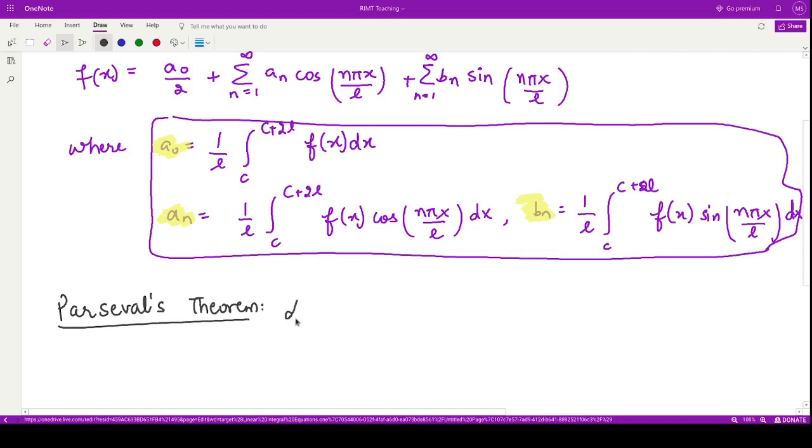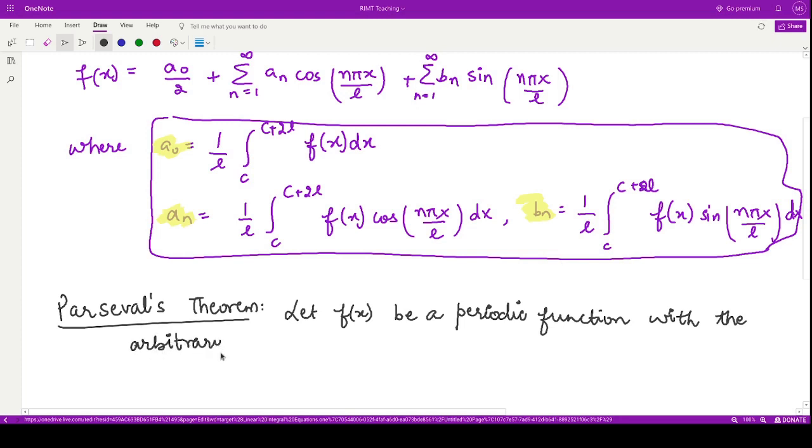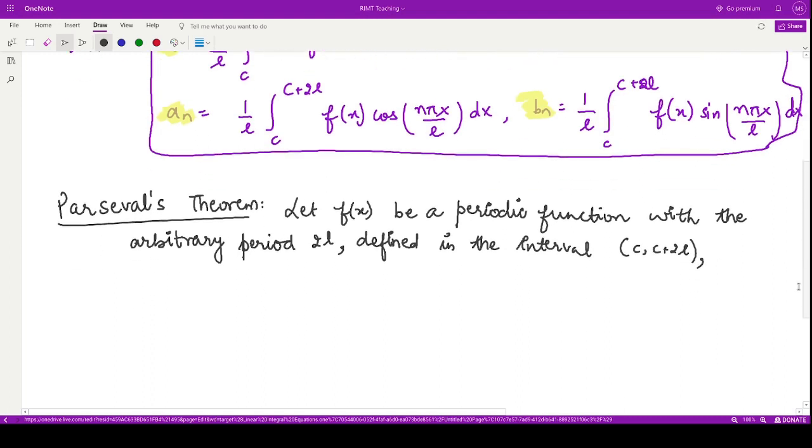Let me write down the statement. It says let f of x be a periodic function with the arbitrary period 2l, because we'll first study the general case and then we'll go to the particular cases, defined in the interval c to c plus 2l.